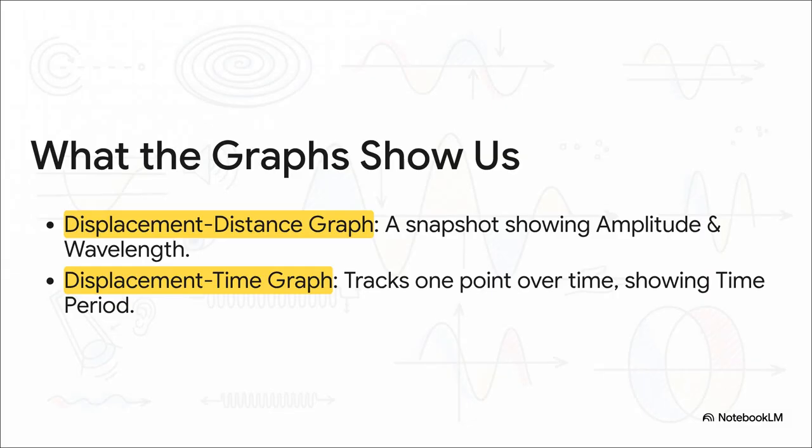We generally use two main types of graphs. The first one is a displacement distance graph. I want you to think of this like a photograph. It's a snapshot of the entire wave at one single instant in time. This is what shows us its amplitude and its wavelength.